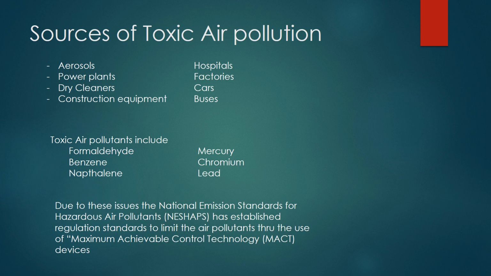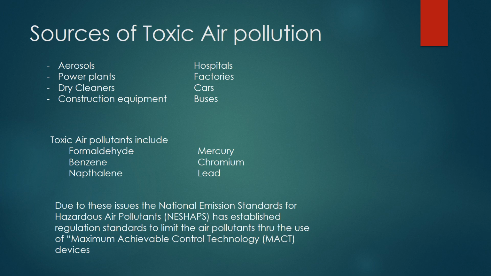Sources of toxic air pollution. There are many sources of toxic air pollution. They can come from aerosols, power plants, dry cleaners, vehicles, and even hospitals. Toxic air pollutants, also known as hazardous air pollutants, can include formaldehyde, chromium, lead, and mercury.